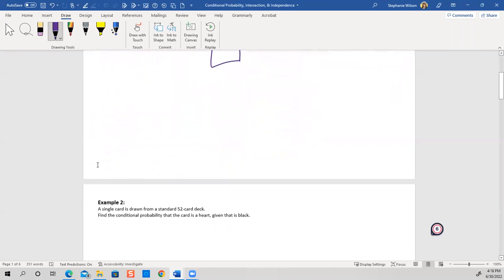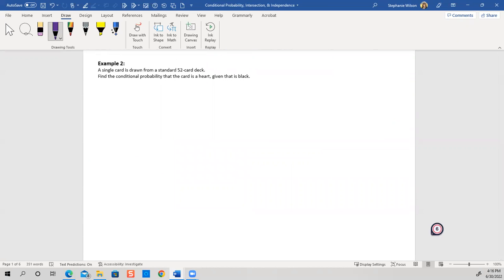Okay, let's do example 2. A single card is drawn from a standard 52 card deck. Find the conditional probability that the card is a heart, given that it is black. We just talked about a deck of cards, and hearts is one of them. I'm going to go ahead and write the formula out, but some of you may already know the answer right off the bat and save a lot of time, but let's just do the math real quick.